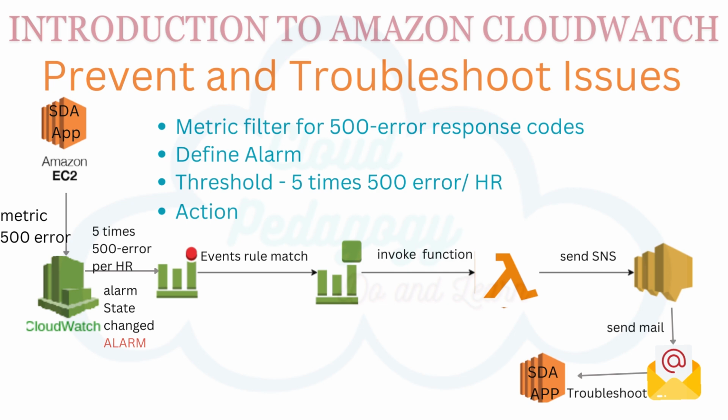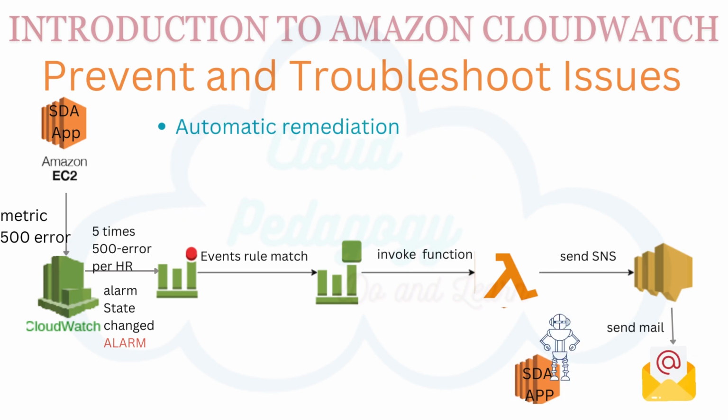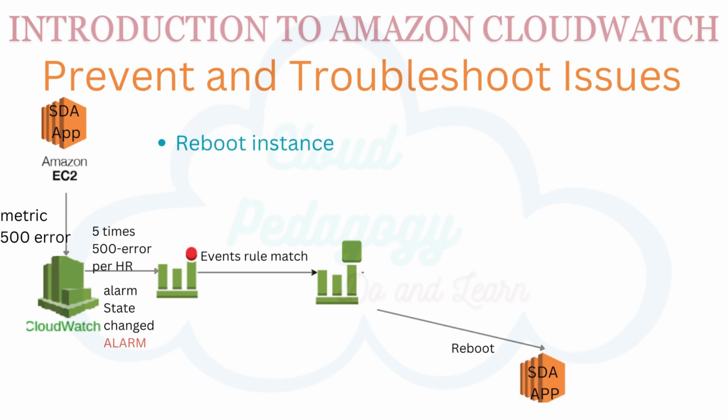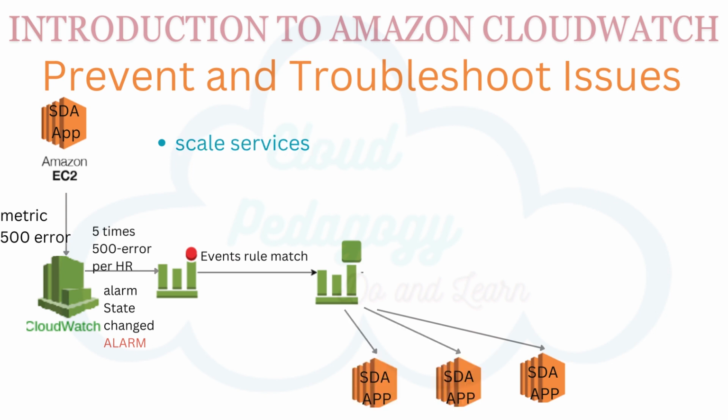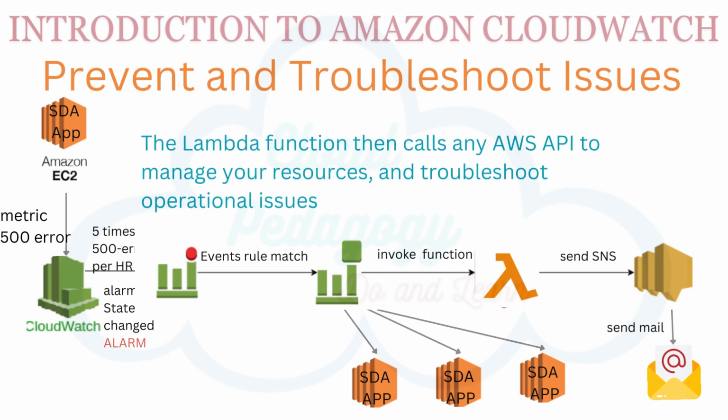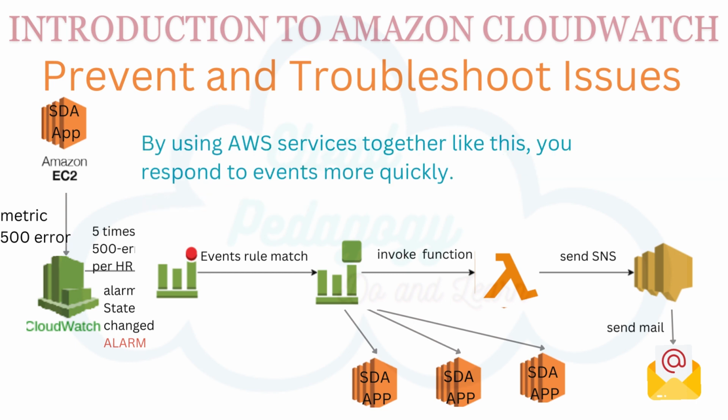In the scenario just described, the alarm triggered an SMS notification that went to a person who looked into the issue manually. Another option is to have alarms trigger actions that automatically remediate the technical issues. For example, you can set up an alarm to trigger an EC2 instance to reboot or scale services up or down. You can even set up an alarm to trigger an SNS notification, which then triggers an AWS Lambda function. The Lambda function then calls any AWS API to manage your resources and troubleshoot operational issues. By using AWS services together like this, you respond to events more quickly.